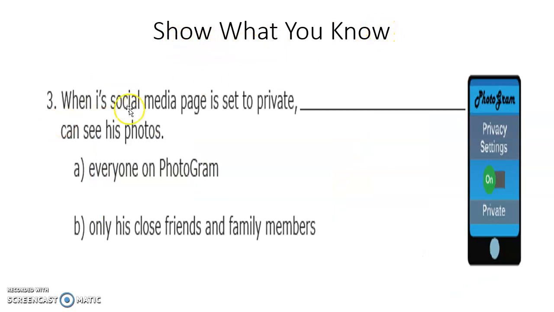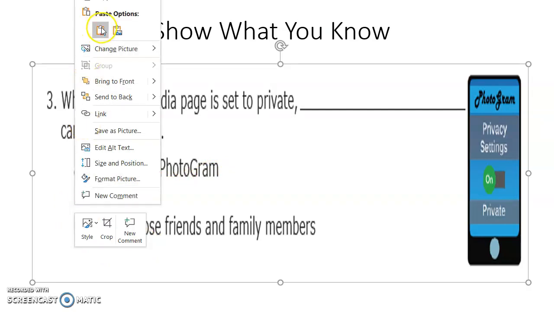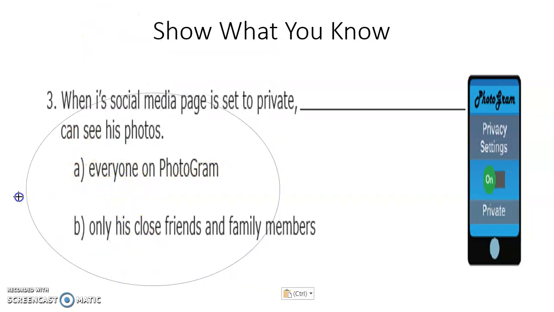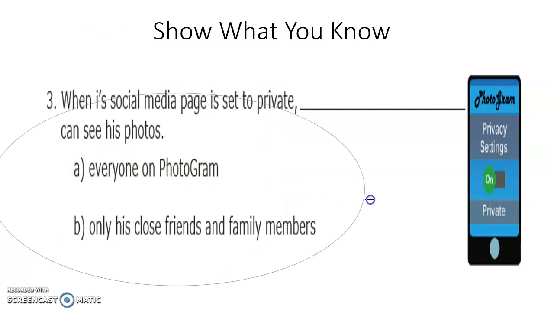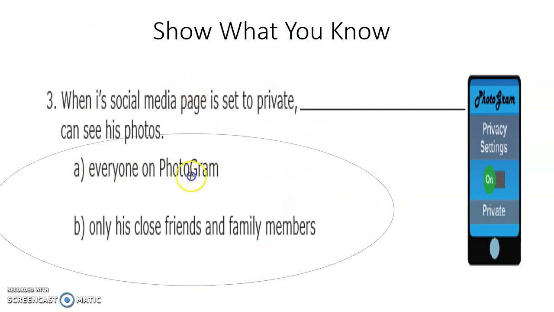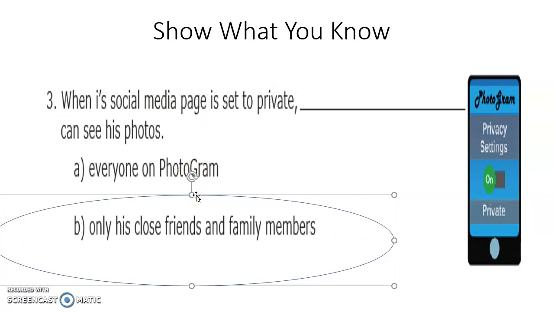Show what you know. When I's social media page is set to private, who can see his photos? Private. Everyone on Photogram, only his close friends and family members. Only his close friends and family members can see I's social media page when it is set to private.